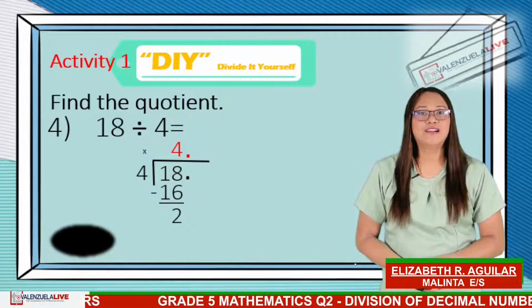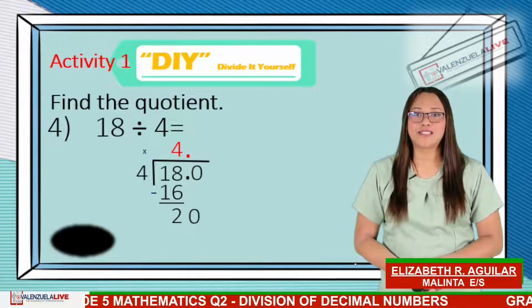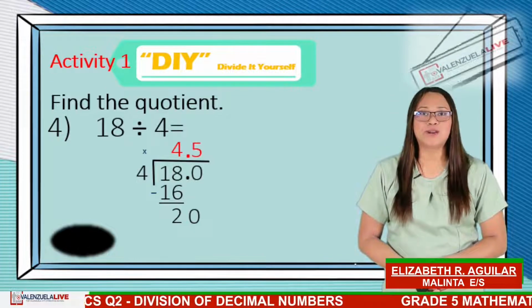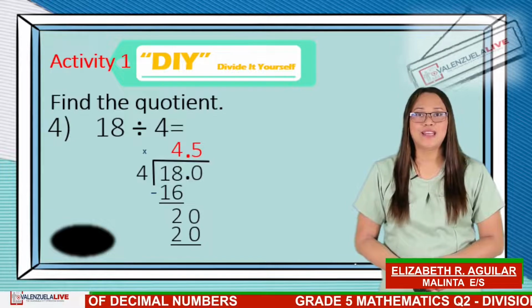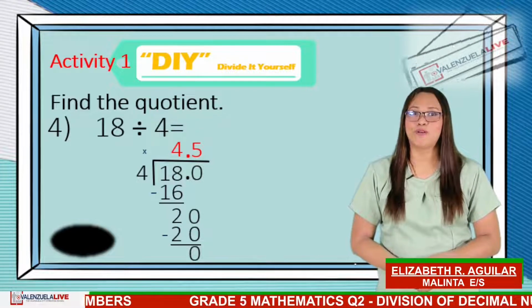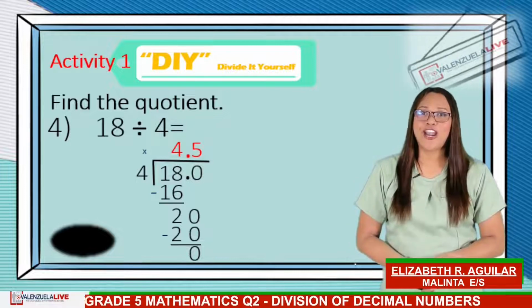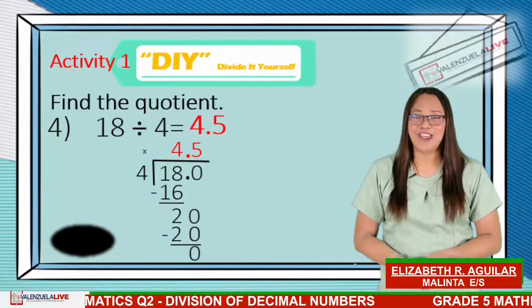And then write the 0. Then bring the 0 down. Then this time, we can now divide. 20 divided by 4 is equal to 5. Then 5 times 4 is equal to 20. Then 20 minus 20 is equal to 0. So our remainder is already 0. So our final answer is 4 5/10. Did you get it? Very good.